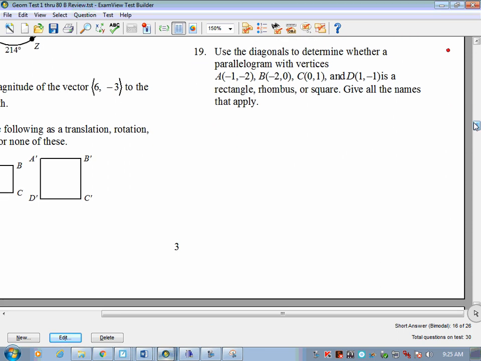All right. Let's see. 19. Use the diagonals to determine whether a parallelogram with vertices -1, -2, -2, 0, 0, 1, and 1, -1 is a rectangle, rhombus, or square. Give all the names that apply.